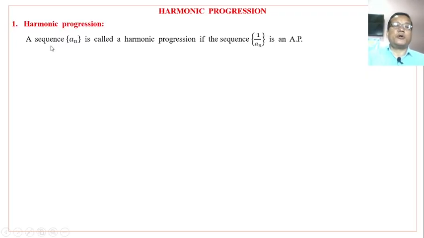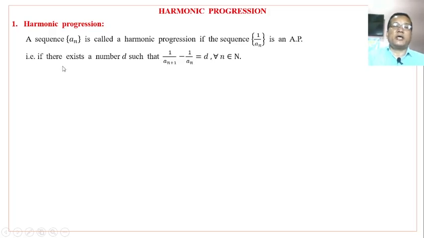Harmonic progression. What is harmonic progression? A sequence AN is called a harmonic progression if the sequence 1 by AN is an AP. Sin AP orabadi AN se magi reciprocal semba sequence C harmonic progression haigani.